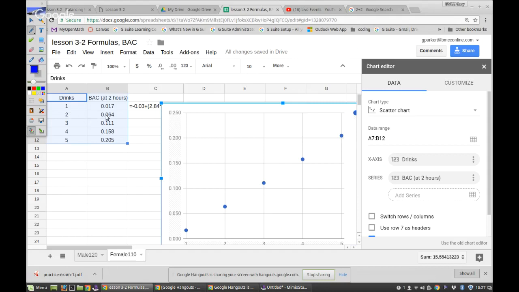If she has 2 drinks 2 hours later, it'll be 0.064. 3 drinks 2 hours later is 0.111. That's what we're calculating here. A little bit different scenario than we had. 2 hours is fixed, it's the drinks that vary. So we're projecting a scenario. So after 3 drinks in 2 hours, is she safe to drive?